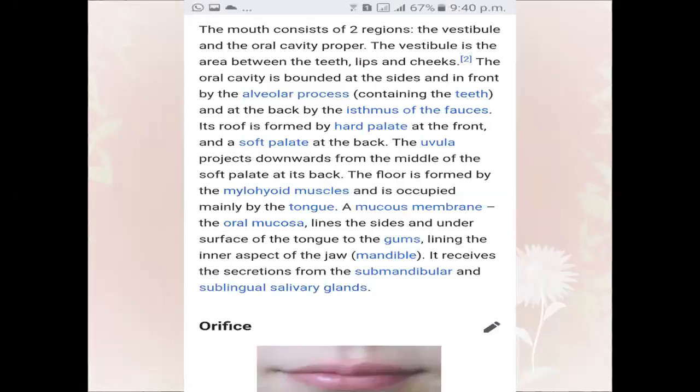The ridge over which the teeth are formed is known as the alveolar process, and at the back by the isthmus of fauces. Its roof is formed by the hard palate at the front and a soft palate at the back. The uvula projects downward from the middle of the soft palate at its back. The floor is formed by the mylohyoid muscles and is occupied mainly by the tongue. The mucous membrane, the oral mucosa, lines the sides and undersurface of the tongue to the gum, lining the inner aspect of the jaw, the mandible, or the lower jaw. It receives the secretions from the submandibular and sublingual salivary glands.